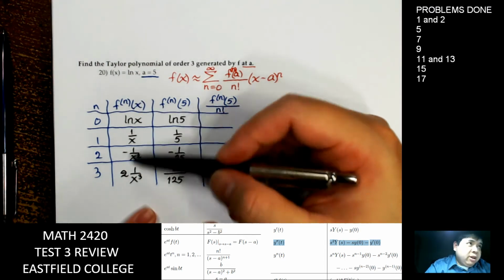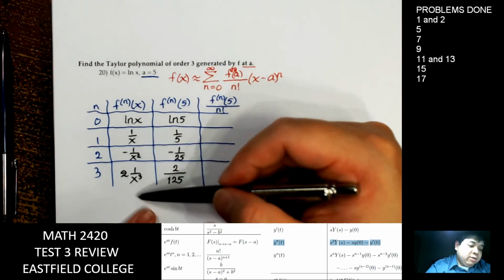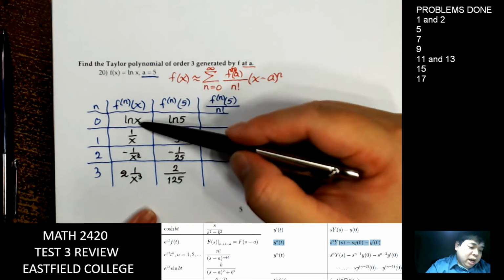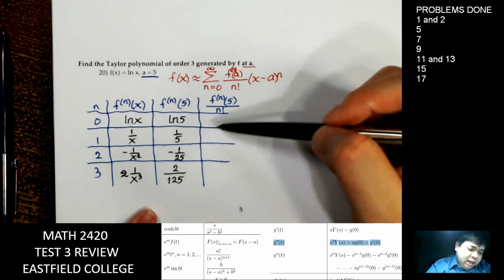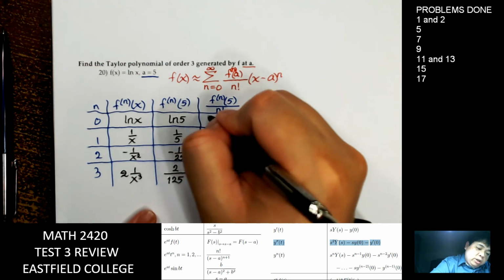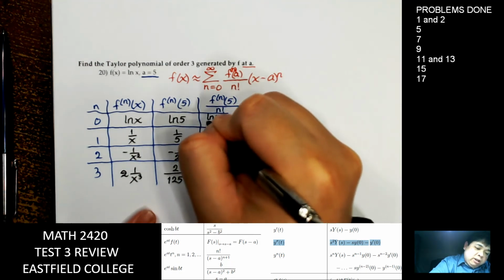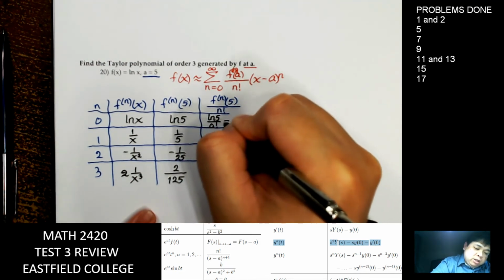So the derivatives start from the function and its derivatives, and then we evaluate by putting the numbers in for x. And now we just divide by the factorial. So ln of 5 divided by 0 factorial will be just ln of 5.